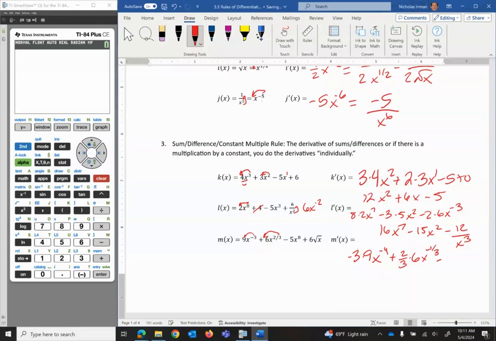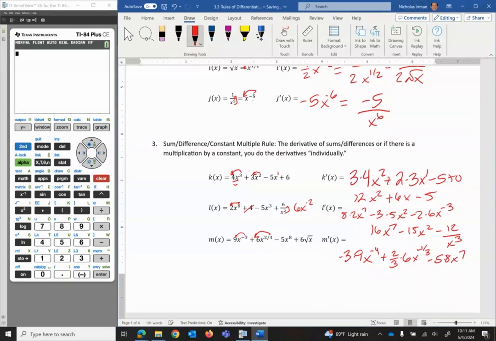8 times negative 5, that's to the 7th. I'm running out of room, so we're going to come back up here. Remember, square roots are like 1/2 powers. So 1/2 times 6, that's negative 1/2. All right, so let's reduce. 1/2 times 6 is 3, but x to the negative 1/2 becomes divided by the square root of x.